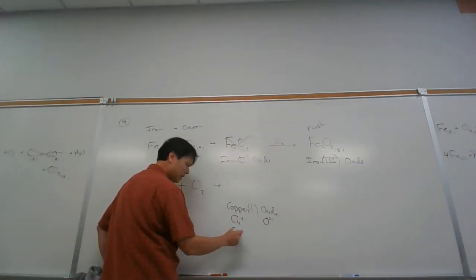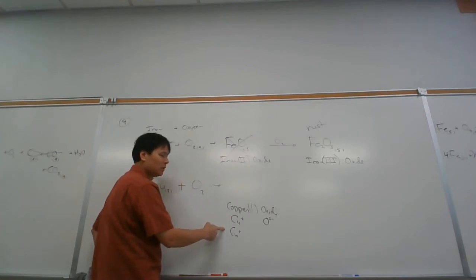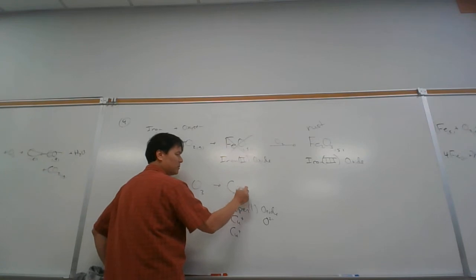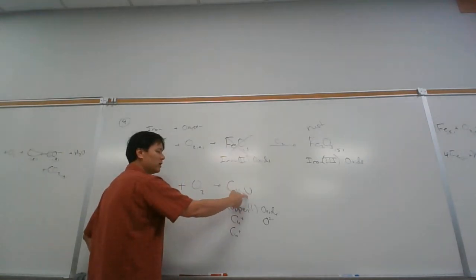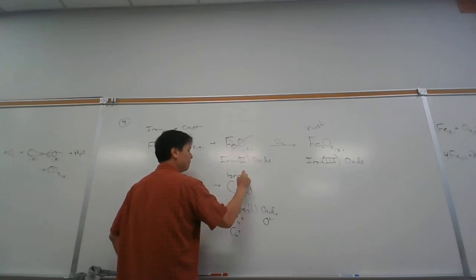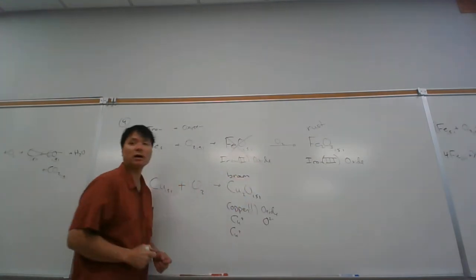Two Cu. We need how many copper atoms? We need two. And so what's the ratio? The ratio is two coppers to one oxygen. Two to one ratio. This is the brown, and so we form copper(I) oxide.